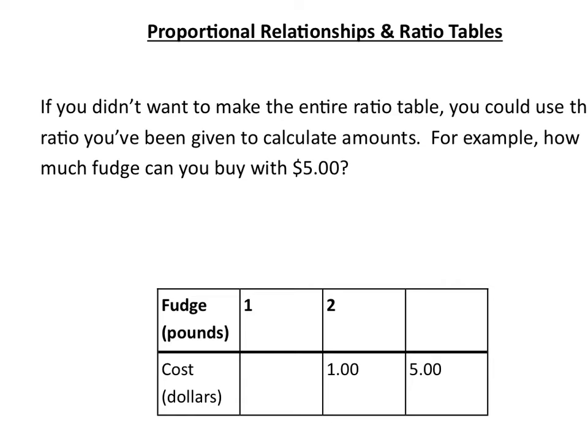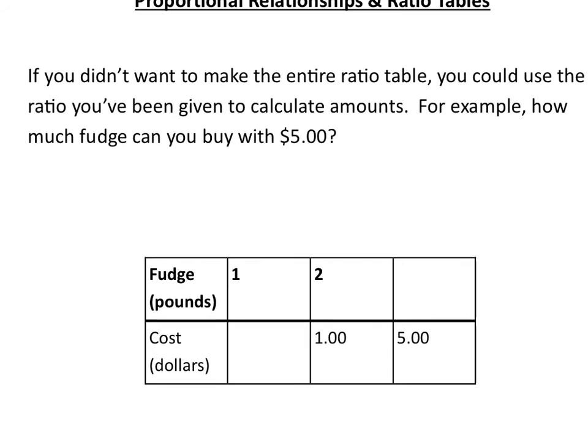Now, let's take a look at page 11. If we didn't want to make that whole big ratio table, we could use the information we've been given to calculate for various amounts. So for example, how much fudge can you buy with $5? Again, we were told that 2 pounds of fudge costs $1. So to get from 2 to 1, we would say 2 divided by 2, and $1 divided by 2. And that's how we find out that 1 pound equals 50 cents.